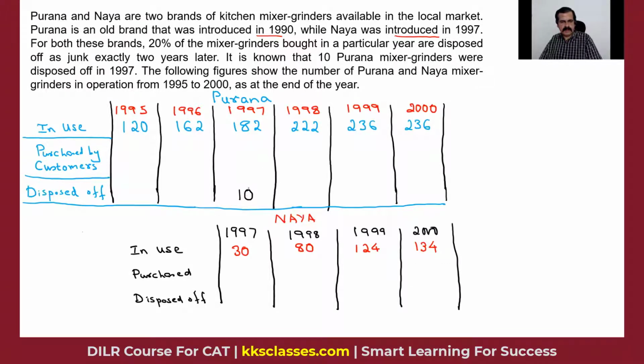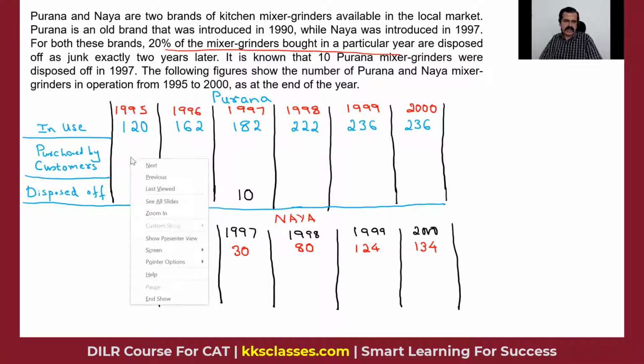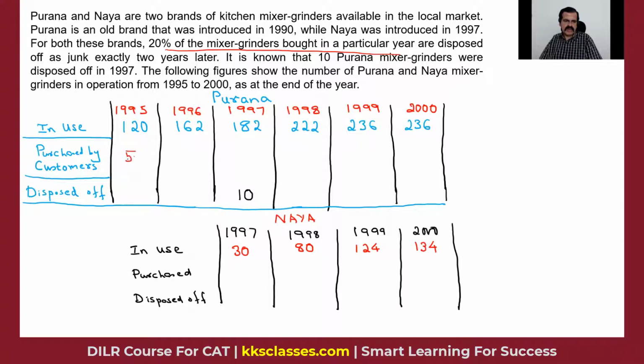Now we have this figure here, 10. What does it say? It says that 20% of those bought in a particular year were disposed of. So the 10 which were disposed of in 1997 were part of a set of things which were bought in 1995. 20% of this figure is 10, which means that this figure has to be 50.